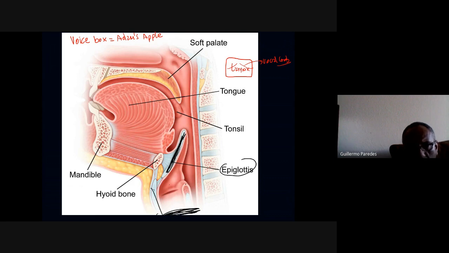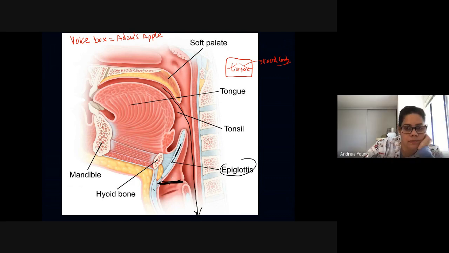This is the larynx, and the door is here. So this door is going to close when you eat, when you swallow. When you're going to swallow, this door, the epiglottis, is going to close the respiratory tract, and the only option for the food is to go to the esophagus. It's perfect. You okay with that?